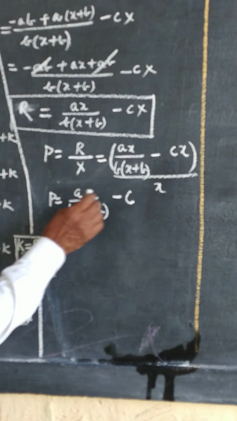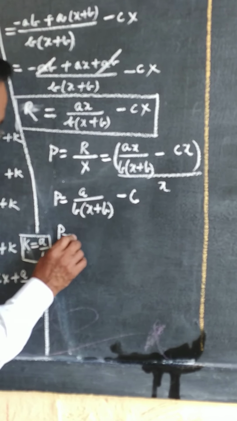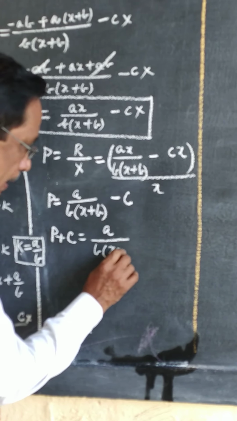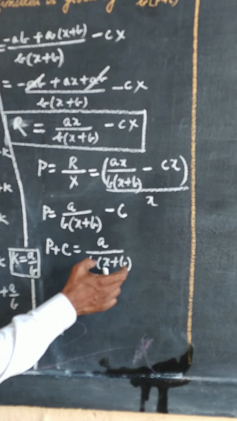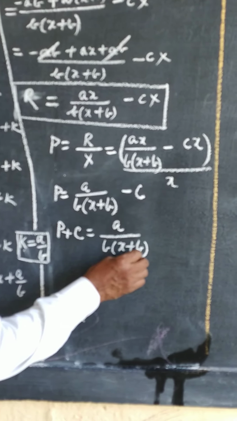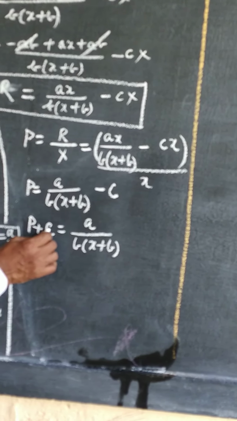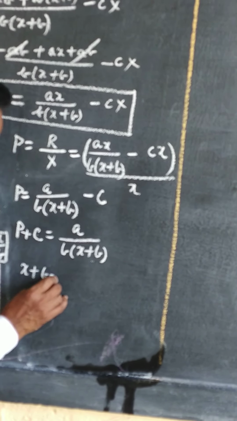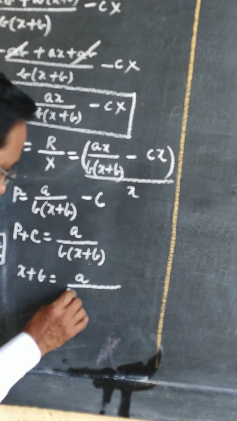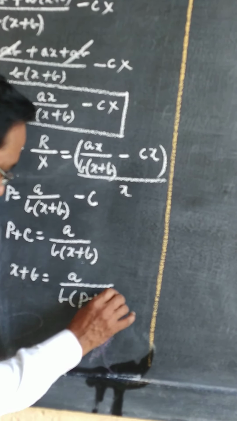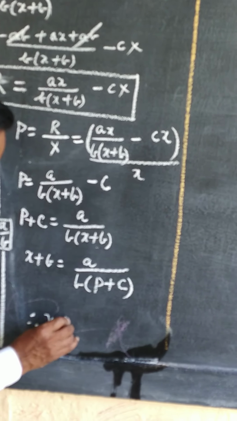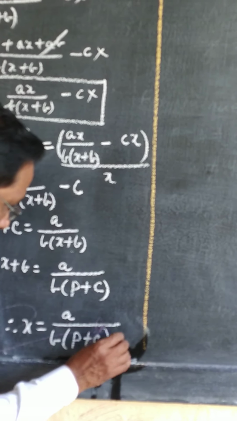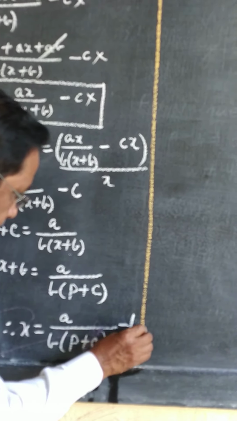Now this C is taken to left hand side. P plus C is equal to A by B into (X plus B). Now cross multiplying, we get X plus B to left hand side and P plus C to the denominator of right hand side, and therefore this becomes X plus B is equal to A by B into (P plus C). Therefore X is equal to A by B into (P plus C) minus B.